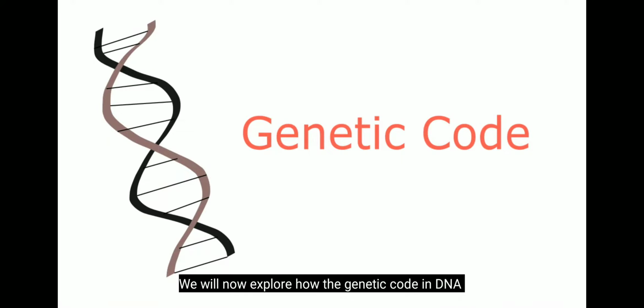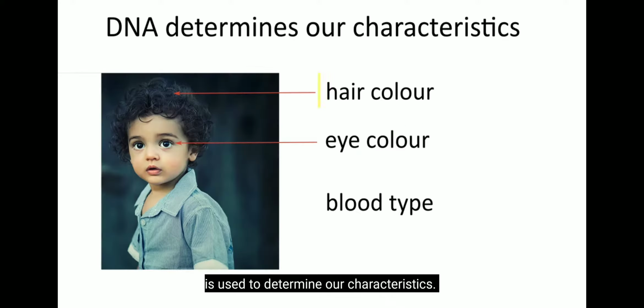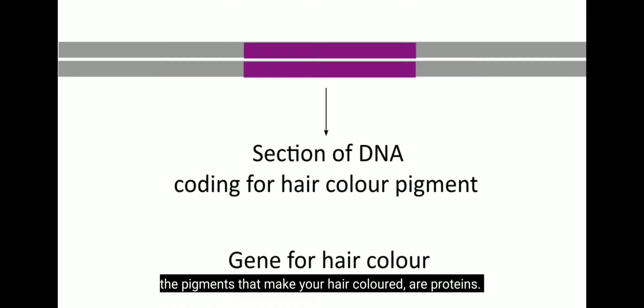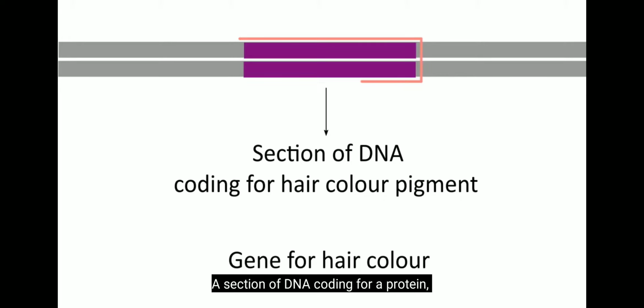We will now explore how the genetic code in DNA is used to determine our characteristics. Our characteristics like hair color, eye color, and blood group are determined by proteins. For example, the pigments that make your hair colored are proteins. DNA carries the instructions to make these proteins. A section of DNA coding for a protein is called a gene.